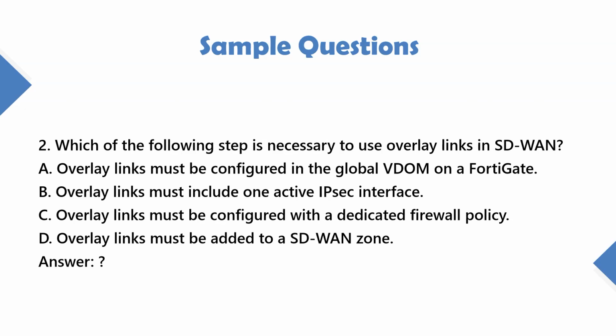2. Which of the following steps is necessary to use overlay links in SD-WAN? A. Overlay links must be configured in the global VDOM on a FortiGate. B. Overlay links must include one active IPsec interface. C. Overlay links must be configured with a dedicated firewall policy. D. Overlay links must be added to an SD-WAN zone.